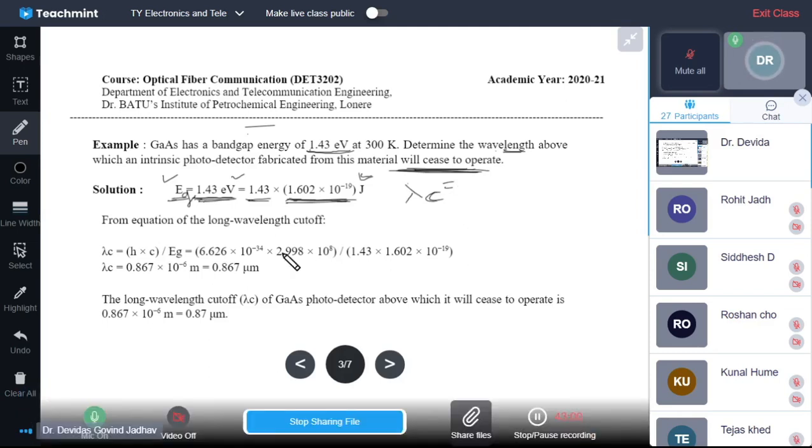Lambda c is the long wavelength cutoff. So what is the equation of lambda c? Lambda c is hc upon Eg. So h is 6.626 into 10 raised to minus 34, multiplied by c, which is 2.998 into 10 raised to plus 8, divided by Eg, which is given in joule: 1.43 into 1.602 into 10 raised to minus 19.